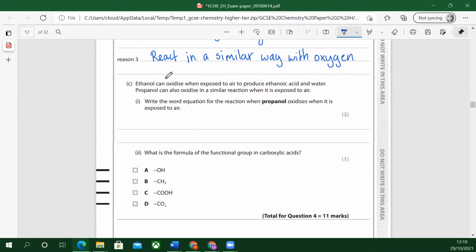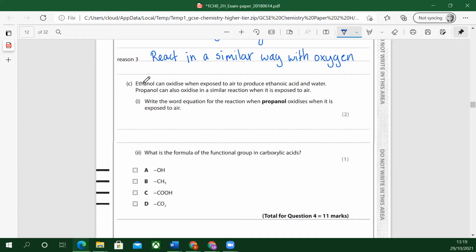Ethanol can oxidize when exposed to air to produce ethanoic acid and water. Propanol could also oxidize in a similar reaction. Let's give you a clue to that, didn't it? When it is exposed to air. Write the word equation for the reaction when propanol oxidizes when it is exposed to air.